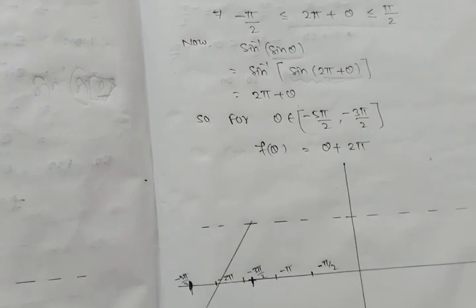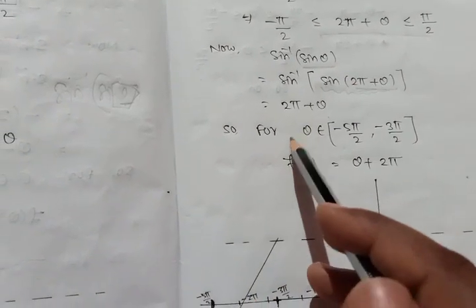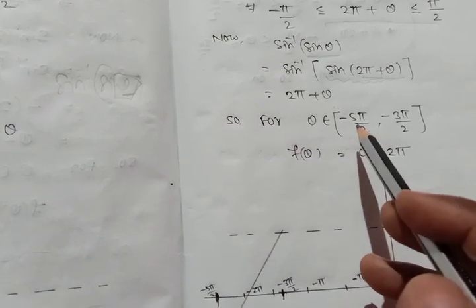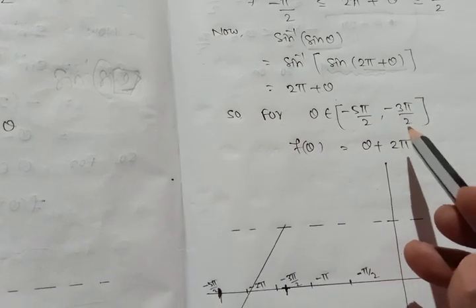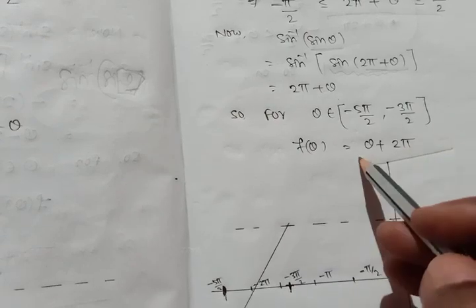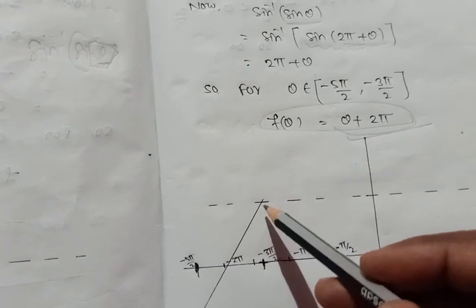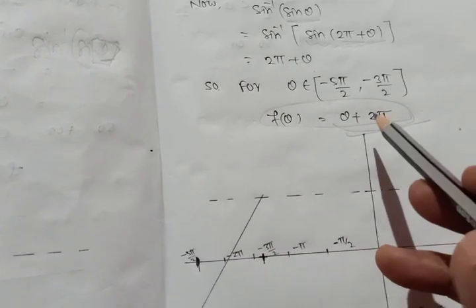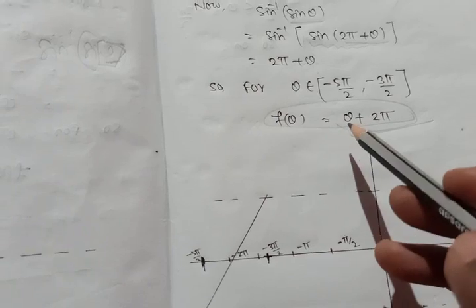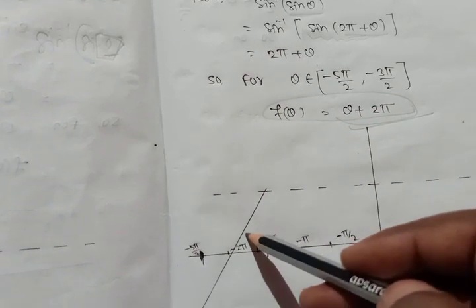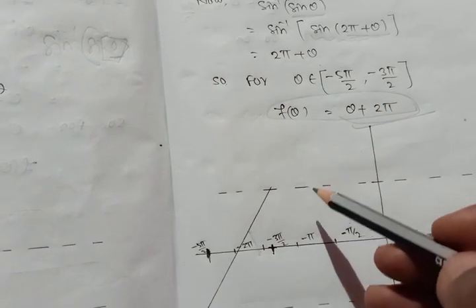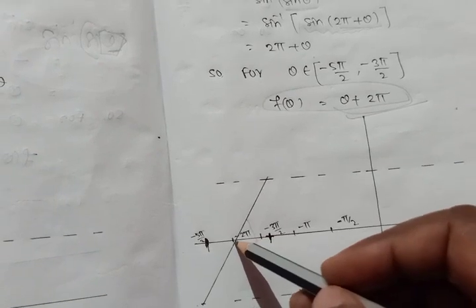We conclude that this function, f of theta, if theta belongs to minus 3 pi by 2 to minus pi by 2, gives theta plus 2 pi. It has slope 1 and passes through the point minus 2 pi. If you draw the diagram of this function, it has a positive slope, that is 45 degrees, and passes through the point minus 2 pi.